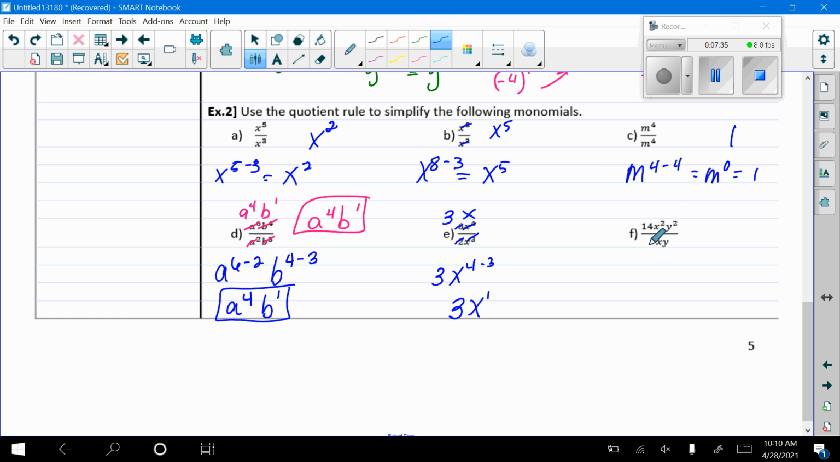I've got 14 divided by 7. 7 goes into 14 2 times. And then let's work with our variables. So I've got 2, x squared minus 1, y squared minus 1. So 2xy.